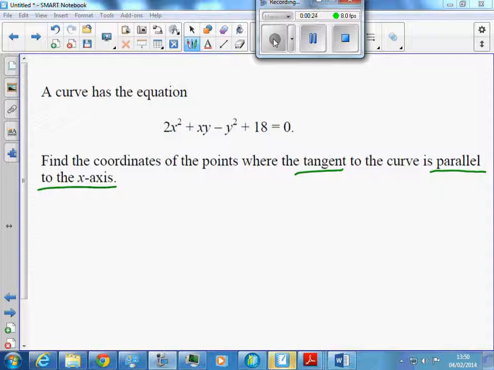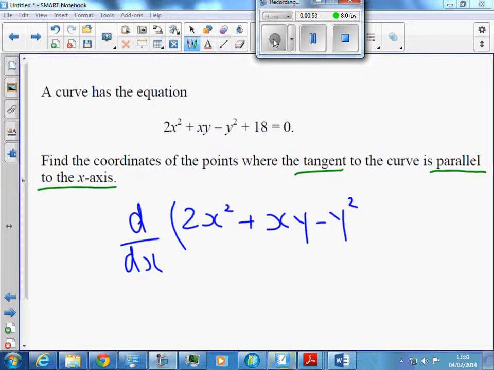in order to work out the tangent, we find dy by dx, and in this case, y is not a function of x, like it is in C2. You have to differentiate implicitly. Okay, so we find d by dx of both sides. The right hand side is just 0. So d by dx of 2x squared plus xy minus y squared plus 18 is equal to d by dx of 0, which is just 0. Okay.